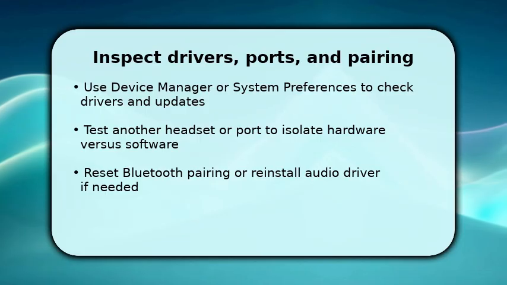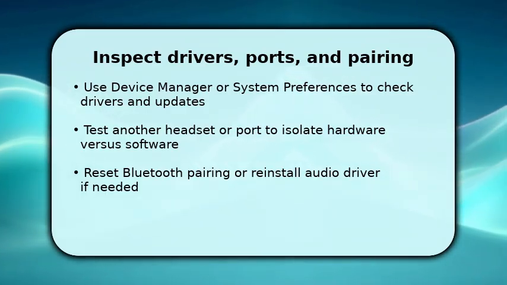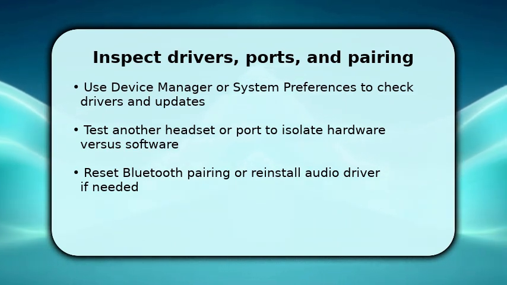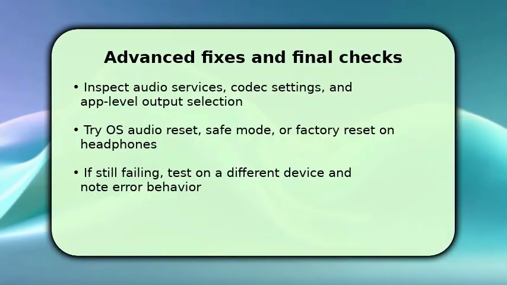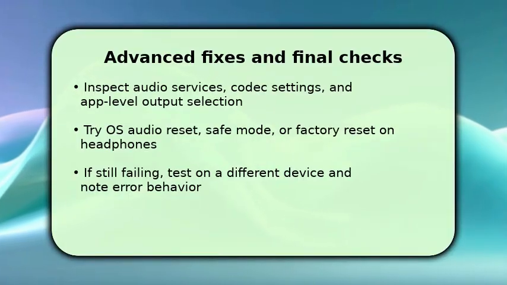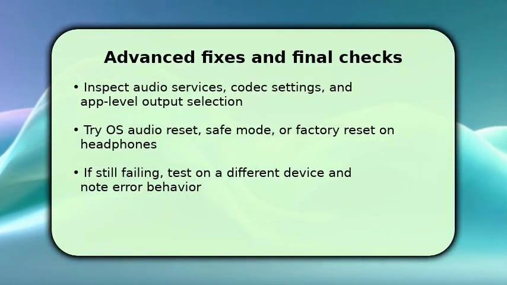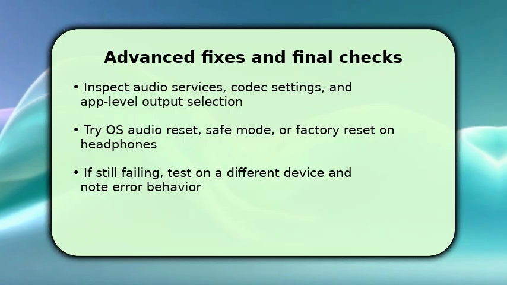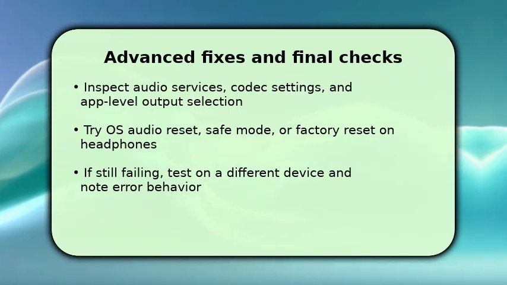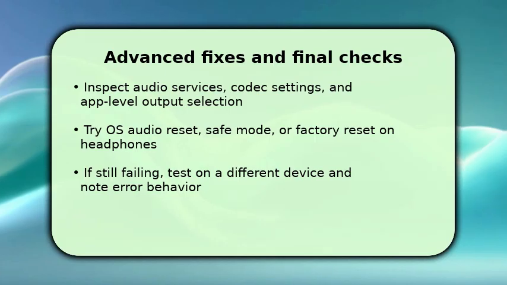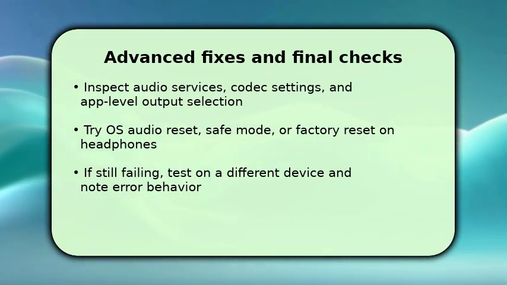If software appears broken, reinstall the audio driver or apply the OS audio troubleshooting tool to repair configuration and service issues. Finish by verifying system audio services are running, codecs aren't blocked, and the application you're using is set to output to the headphones. If issues persist, perform an OS audio reset or boot safe mode to rule out third-party conflicts. For Bluetooth headphones, try a factory reset on the headset itself.